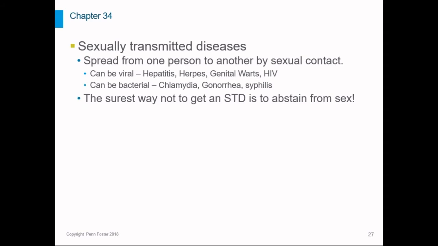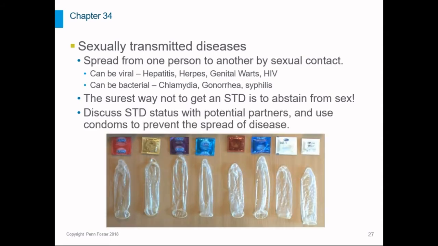Some STDs can be life-altering or fatal, so it's important to take precautions against them. And the surest way not to get an STD is to abstain from sex. For people that are having sex, it's important to discuss STD status with potential partners and use condoms to prevent the spread of disease.